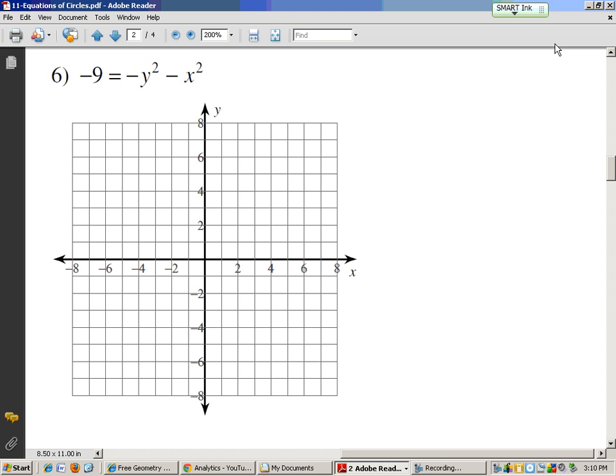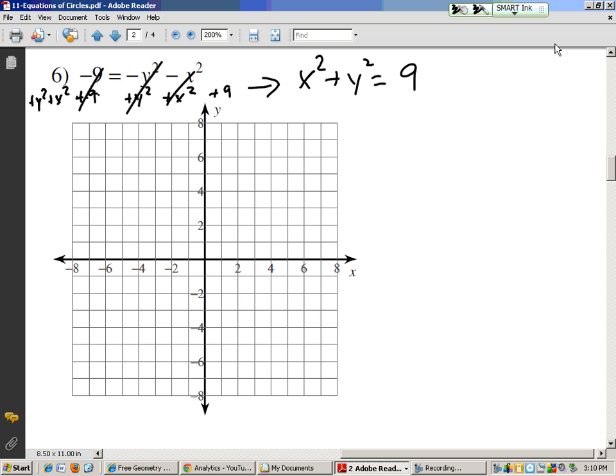I'm going to clear all this, and we're going to do both things in one step. I'm going to add y squared and add x squared and add 9 to both sides. Here we go. So as I add these things, then I'm going to end up getting x squared plus y squared equals 9, which took care of everything in one step. It swapped the sides of the equation, got it to look more standard, and it made everything positive, which is what I really want to see.